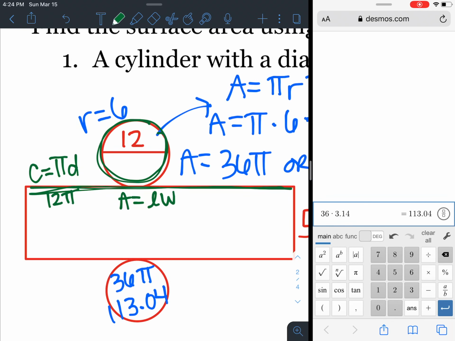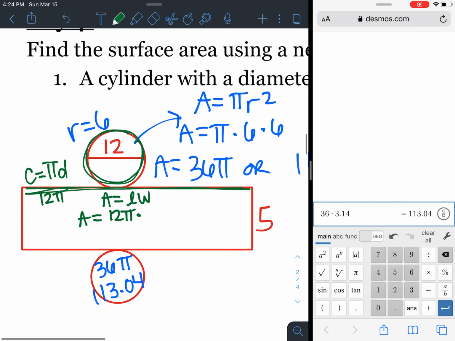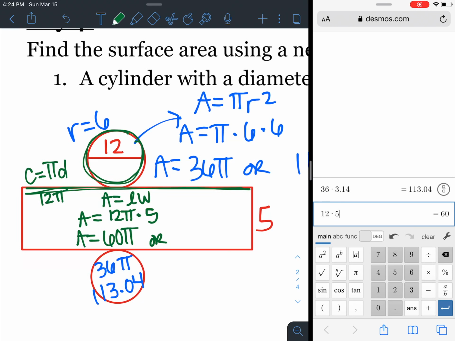So area equals length times width. Area equals 12 pi times the width, which is 5. 12 times 5 gives us 60, so either 60 pi or, times 3.14, 188.4.